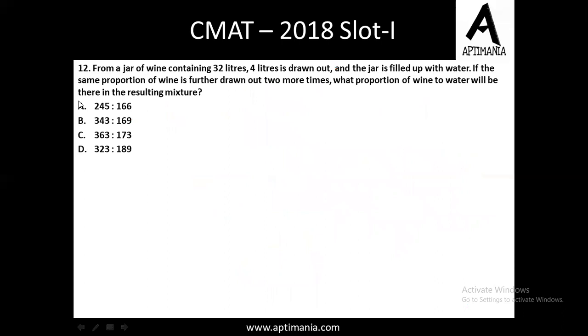Question number 12 is on the screen. It's a question from alligations and mixtures based on the concept of the replacement formula. Right. From a jar containing 32 liters, 4 liters is drawn out and the jar is filled with water. If the same proportion of wine is further drawn out two more times, what proportion of wine will be left in the resulting mixture?